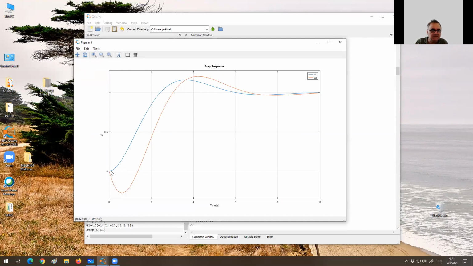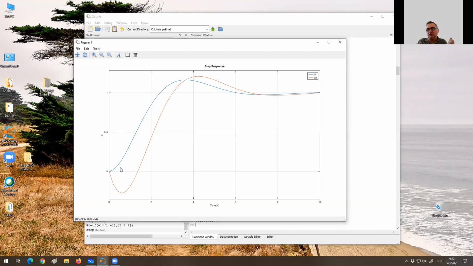This system has a zero at, the red one has a zero at +1. Okay. Now the response starts from positive, but then goes to a negative value. So it undershoots instead of making an overshoot. This is called an inverse response. Okay. The response is in the opposite direction. It is just like the following.